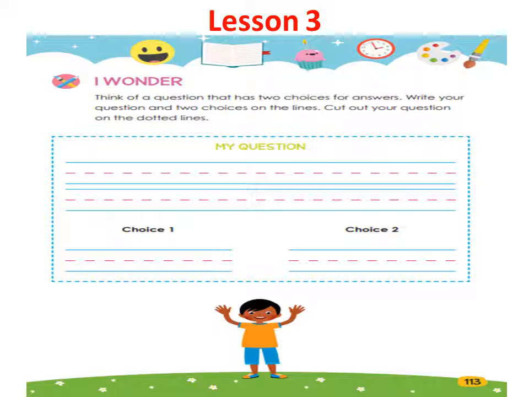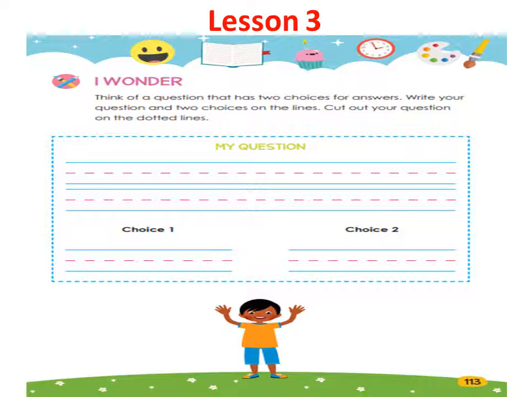Okay, we have said that numbers can help us to learn about each other. In this page, I wonder, think of a question that has two choices for answers. Write your question and two choices on the lines. Cut out your question on the dotted line. Here I want you to think of a question that has two choices. This is how we make a survey.